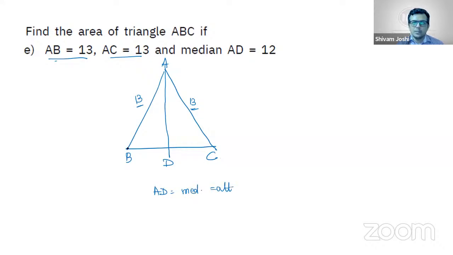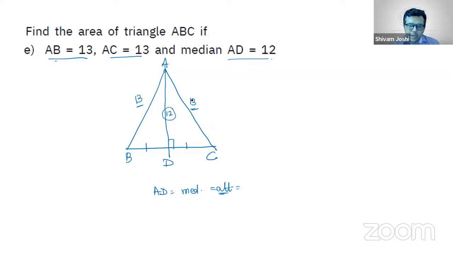The same cannot be said for the median passing through B or the altitude passing through B. They will not be equal. Same for C also. It is just one median, the one passing through A, that becomes the altitude also. AD is 12, and it will be perpendicular also, so you can say that it becomes the height as well. We already discussed that.